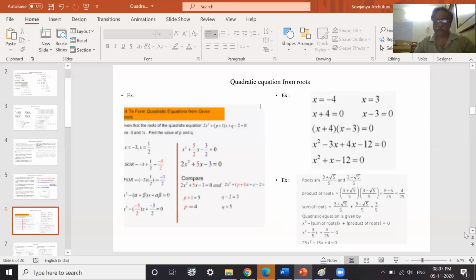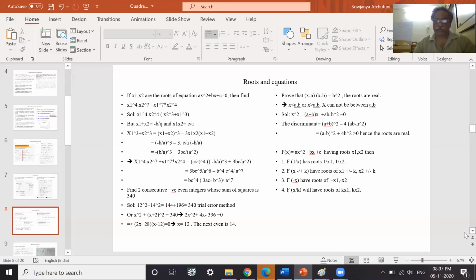So let us see another problem. Find two consecutive positive even integers whose sum of squares is 340. I know by trial and error that 12 squared plus 14 squared is 340, so I can put 12 and 14.